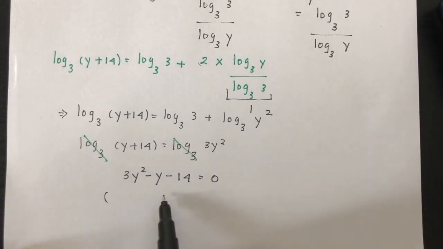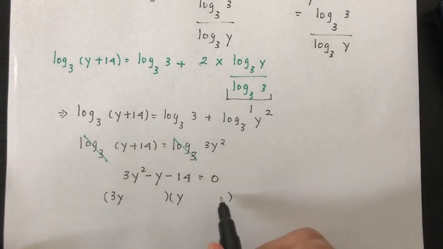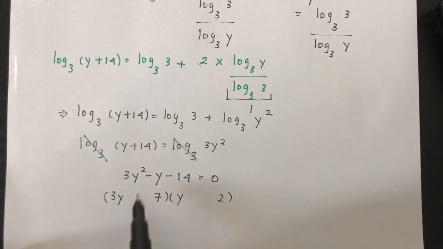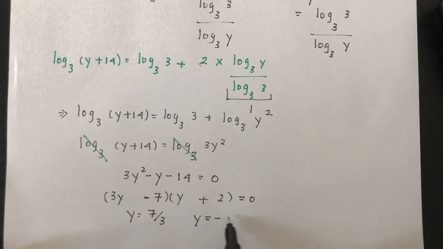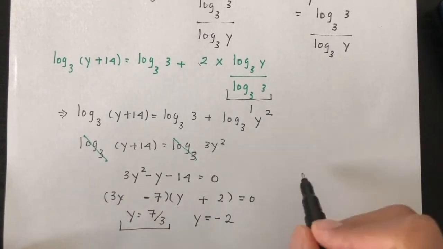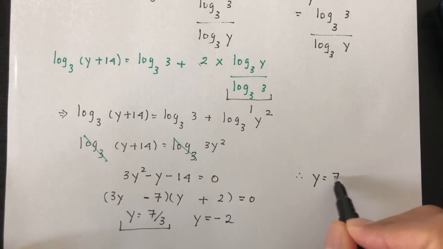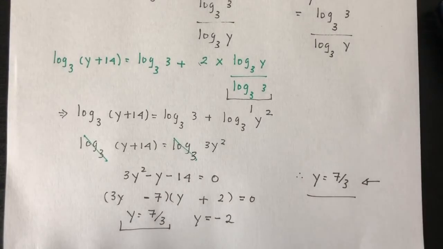So brackets, you have 3y and y. 14 could be 2 times 7. To get minus 1, you have to have minus 7 plus 6. So y will be 7 over 3. y can be equal to minus 2. Okay, so this one will be your answer for the positive value of y. y can be 7 over 3. And that will be your question number 4.